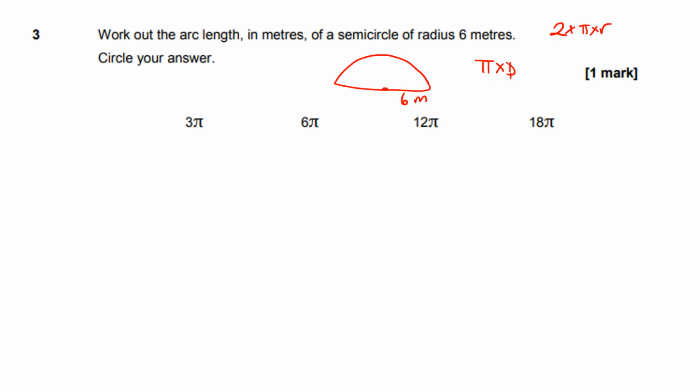So if the radius is 6, the diameter is going to be 12. So I'm going to have to do pi times 12. That will give me 12 pi. But remember, I'm going to look for the semicircle. So this is the circumference of the whole circle, so I'm going to have to halve this. So 12 pi divided by 2 is going to give you 6 pi. So please remember that you're not going to be choosing 12 pi, because that is the circumference of the circle. You're looking for a semicircle, you're going to have to halve it. And this is how you get full marks from this question.